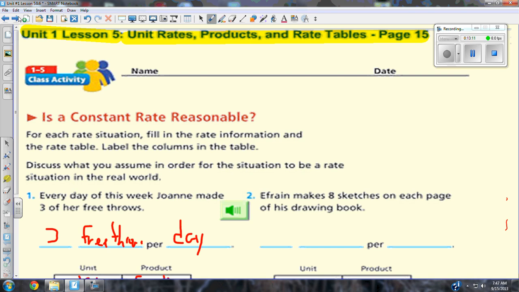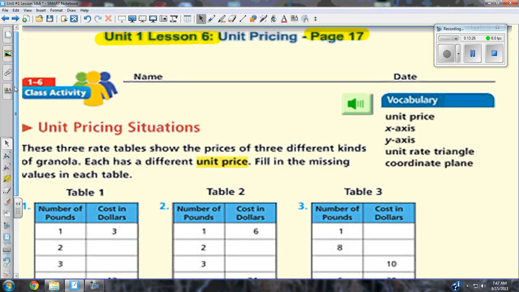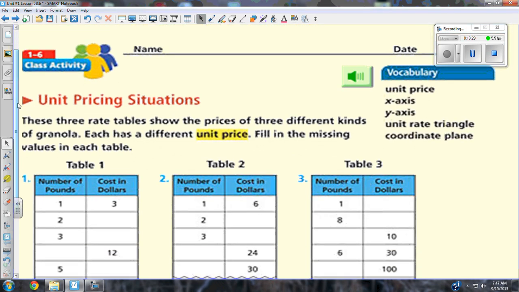Let's take a look at, let me just pause. Page 17, which is the start of Unit 1, Lesson 6. So draw a line in your notebook and write Unit 1, Lesson 6, Unit Pricing, page 17. All right, here we go. Scroll down a little bit. It says Unit Pricing Situations.